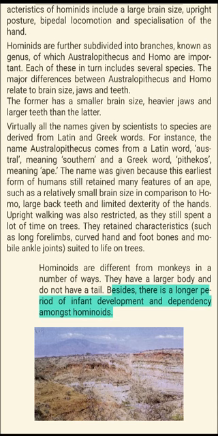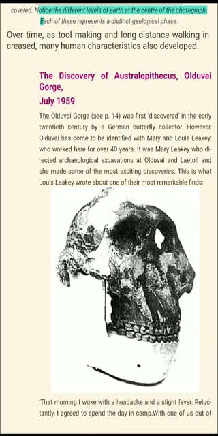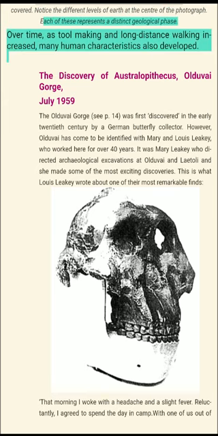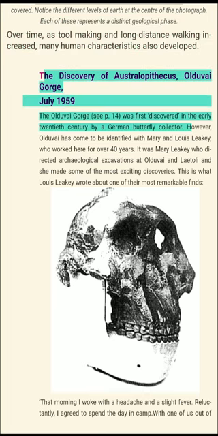This is a view of the Olduvai Gorge in the Rift Valley, East Africa, see map 1b, p.14, one of the areas from which traces of early human history have been recovered. Notice the different levels of earth at the center of the photograph. Each of these represents a distinct geological phase. Over time, as tool making and long distance walking increased, many human characteristics also developed.